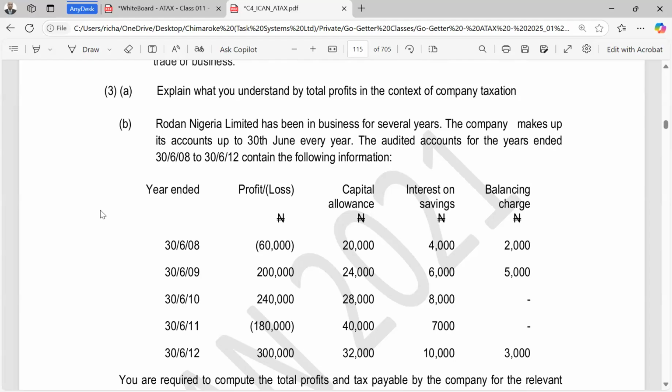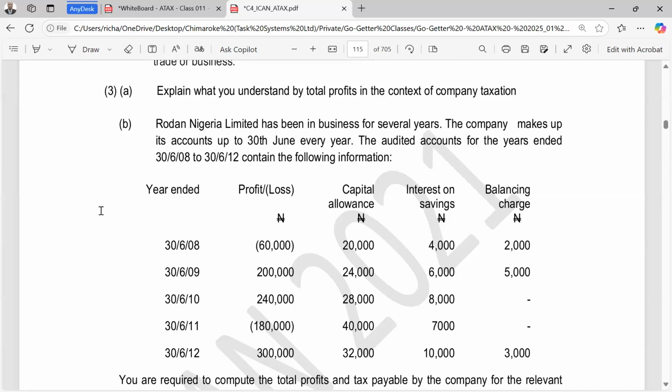Rodan Nigeria Limited has been in business for several years. The company makes up its accounts to 30th June every year. The audited accounts for the years ended 30th June 2008 to 30th June 2012, that's for some years, contain the following.